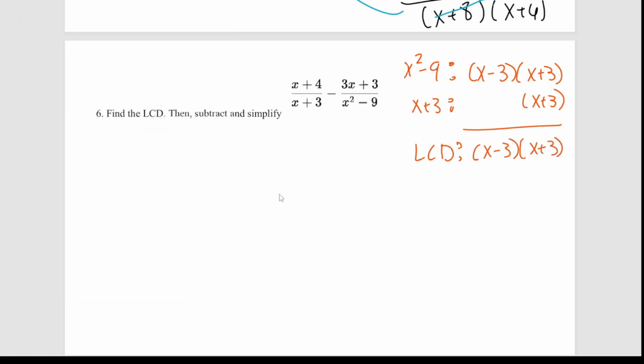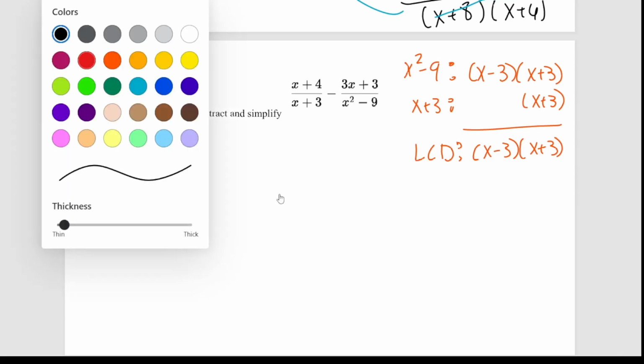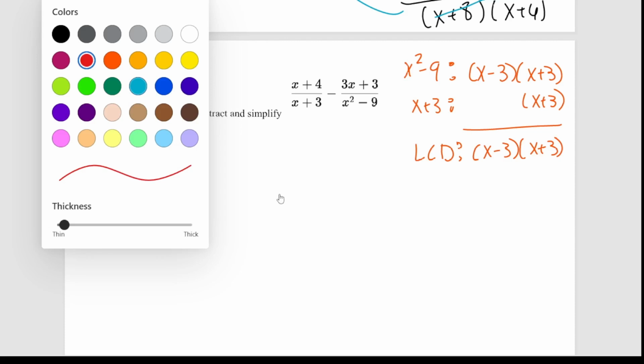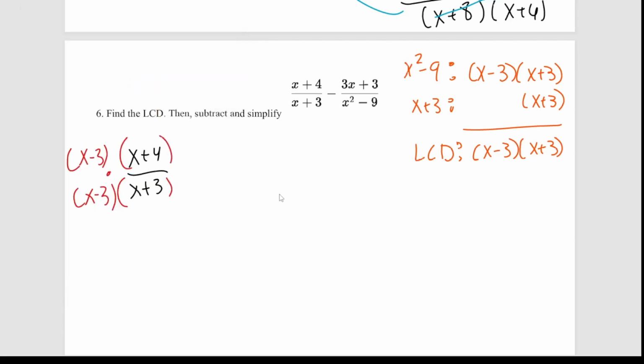So that very first term of x plus 4 over x plus 3, what it is missing is the x minus 3. So I'm going to have to multiply both the numerator and denominator by x minus 3. For the second term, we notice that that already is over x minus 3 times x plus 3. So I'm actually going to leave that exactly as is. X minus 3, x plus 3.